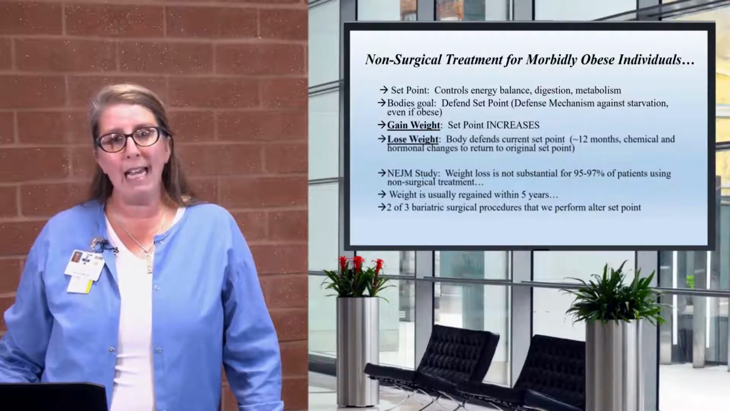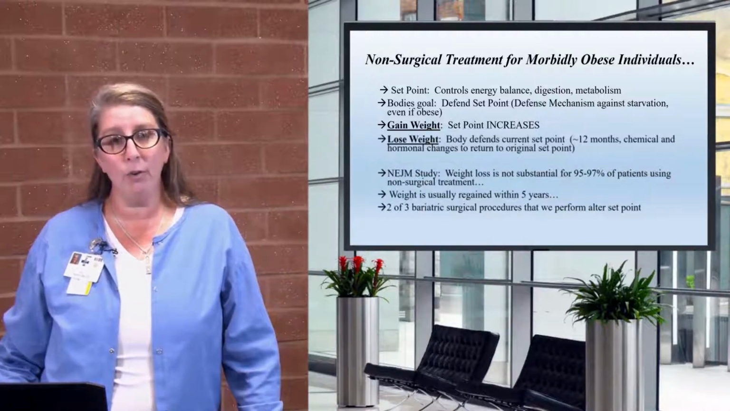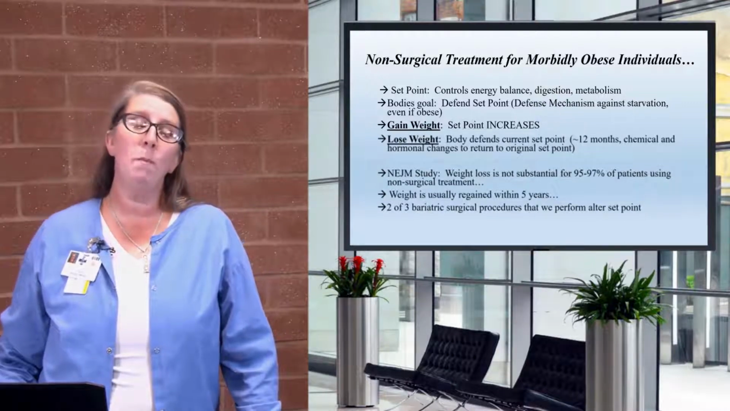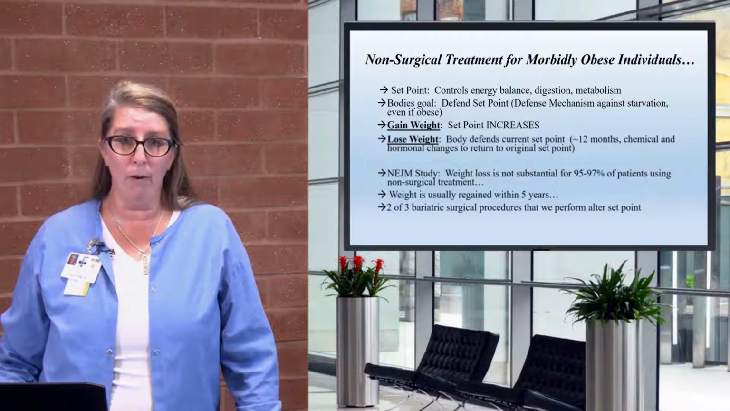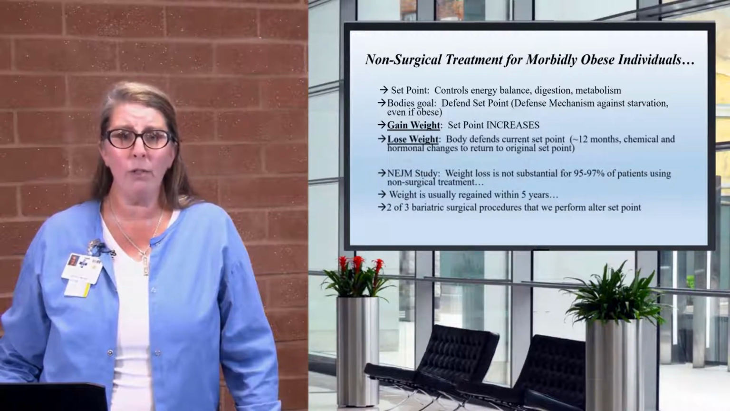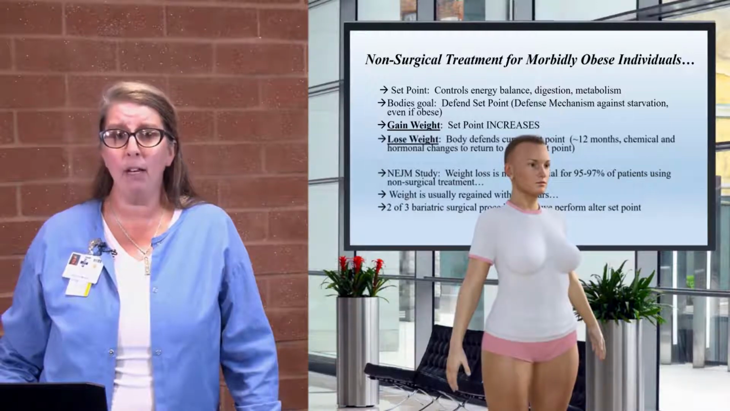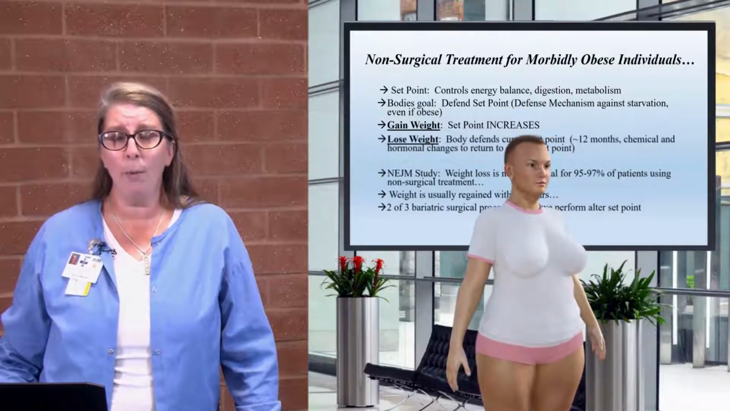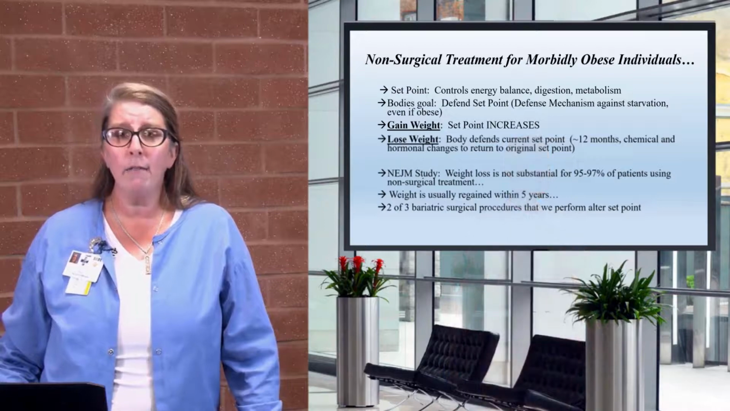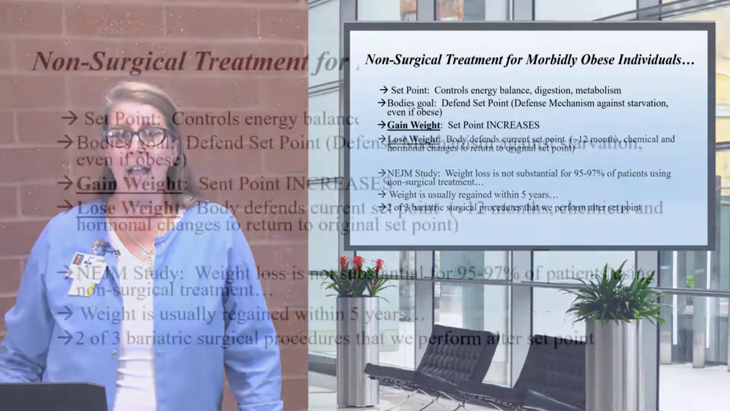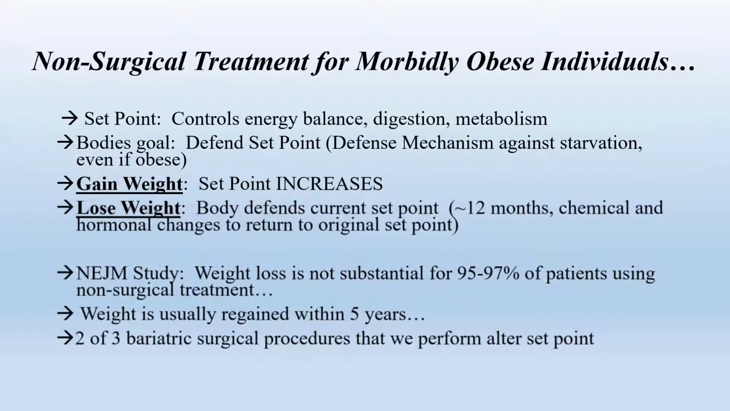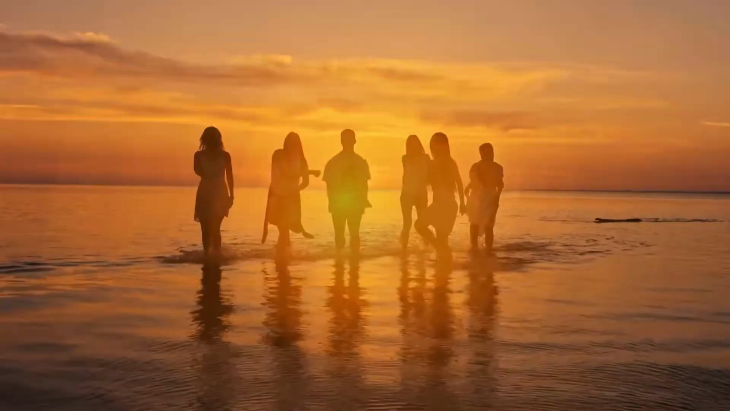For about 12 to 18 months after somebody hits their goal weight via diet and exercise, their body is trying to get you back to where you were before. So essentially, our bodies, through chemicals and hormones and metabolic changes, are trying to get us back to our pre-dieting weight. Because of that, the New England Journal of Medicine has released a study stating that 95 to 97% of people that are morbidly obese will regain that weight within 5 years.